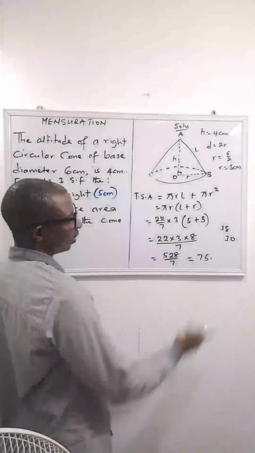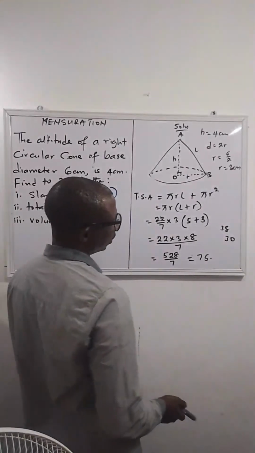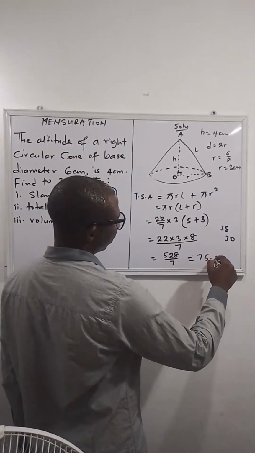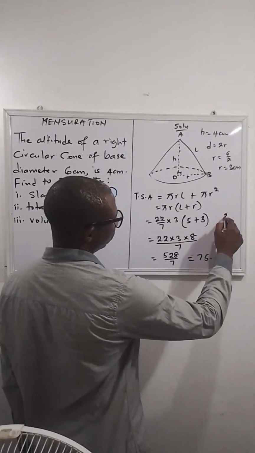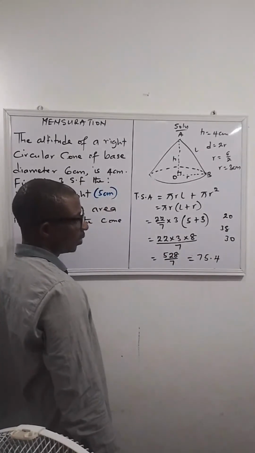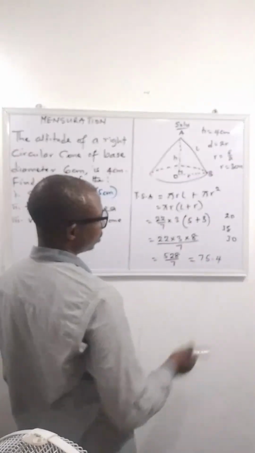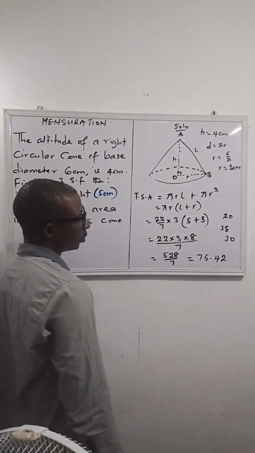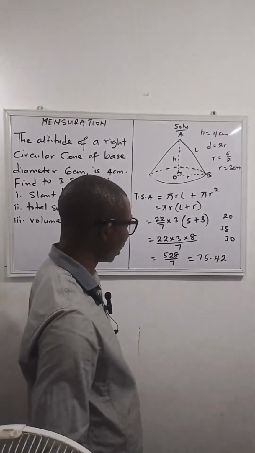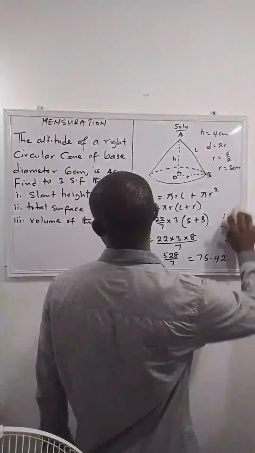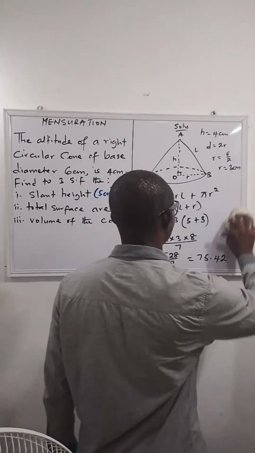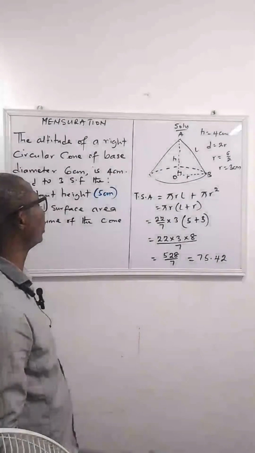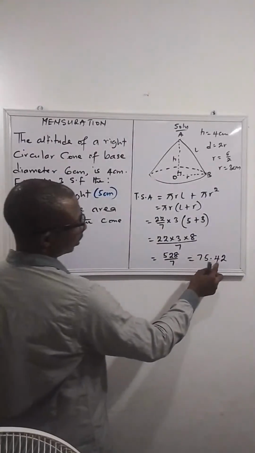So how many 7 are you going to see in 30? That is 4. It remains 2. That's 20. How many 7 are you seeing in 20? That's 2, and so on. So now let's stop here, because the question asks us to express our answer correct to 3 SF. So you just count 1, 2, 3.